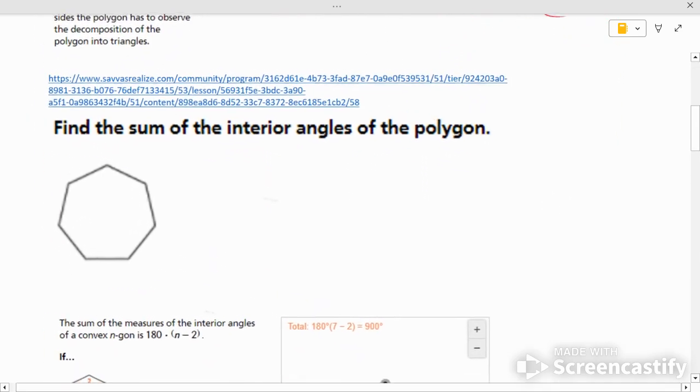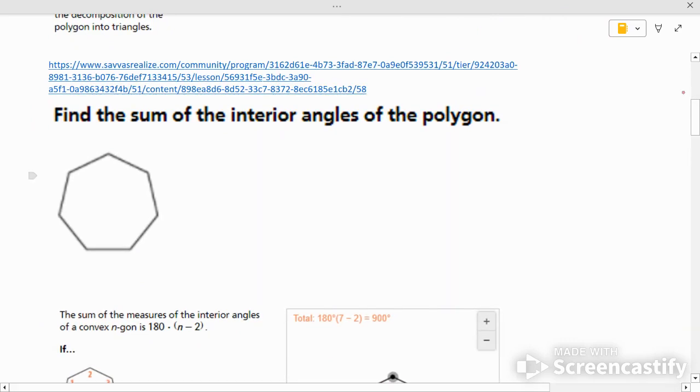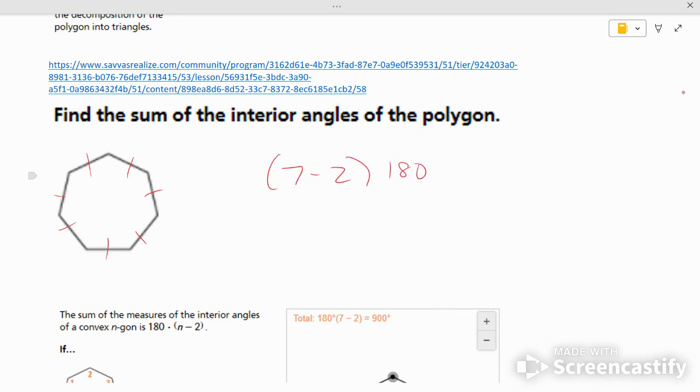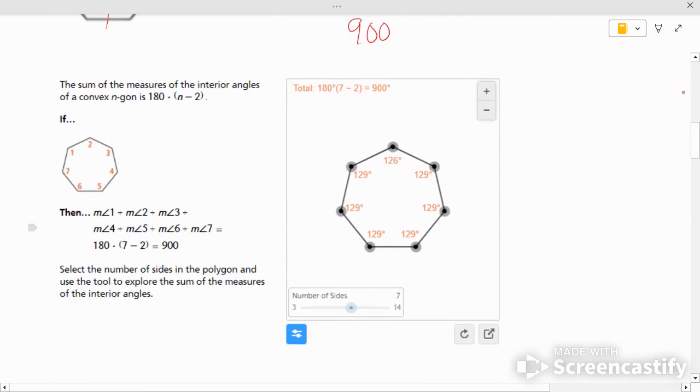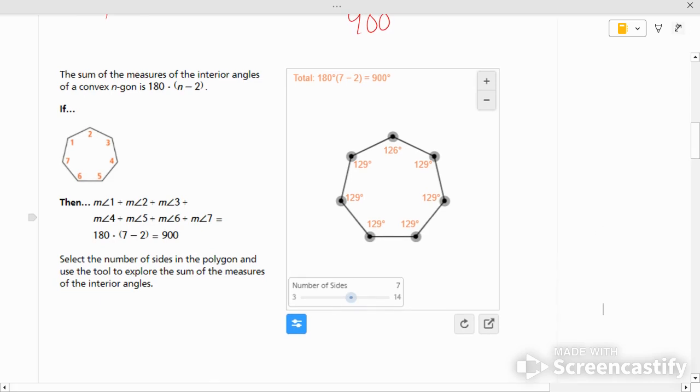So let's look at this thing. How many sides does this have, Ella? 7. 1, 2, 3, 4, 5, 6, 7. So you take 7 minus 2 and multiply it by 180, which is 5 times 180, which is what? 900. Okay. So this polygon, I could bring this one up, I could twist it around, but no matter what happens, I'll always have 900 degrees in here.